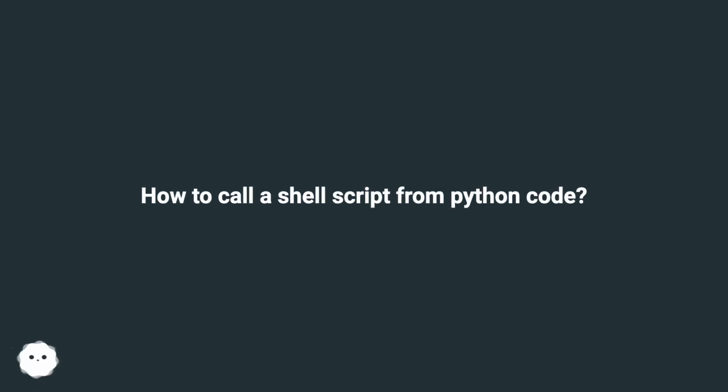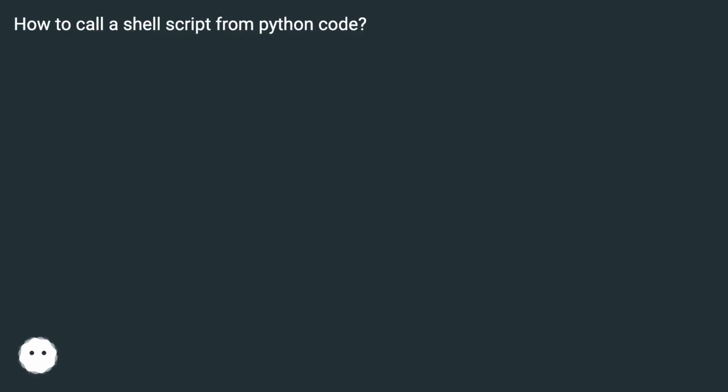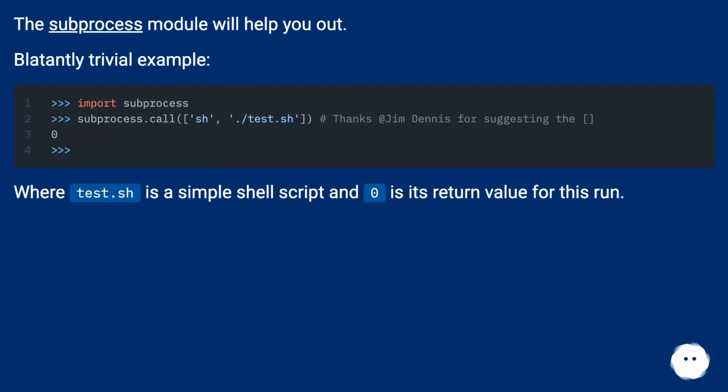How to call a shell script from Python code. The subprocess module will help you out. Blatantly trivial example. Where test.sh is a simple shell script and 0 is its return value for this run.